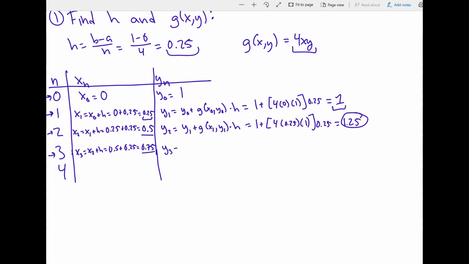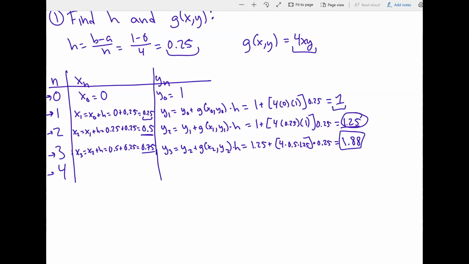So y3 is going to be equal to y2 plus g of x2, y2 times h. So y2 in this case was the previous y, which is 1.25. G of x2, y2 is plugging the x2, y2 from the previous one into the g value. So it's going to be 4 times 0.5, and then multiply by 1.25, and then multiply by 0.25. So when I do that, I'm going to get about 1.88.